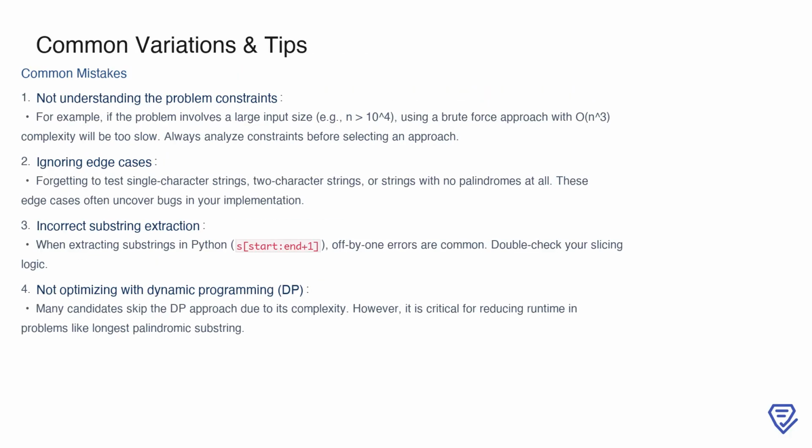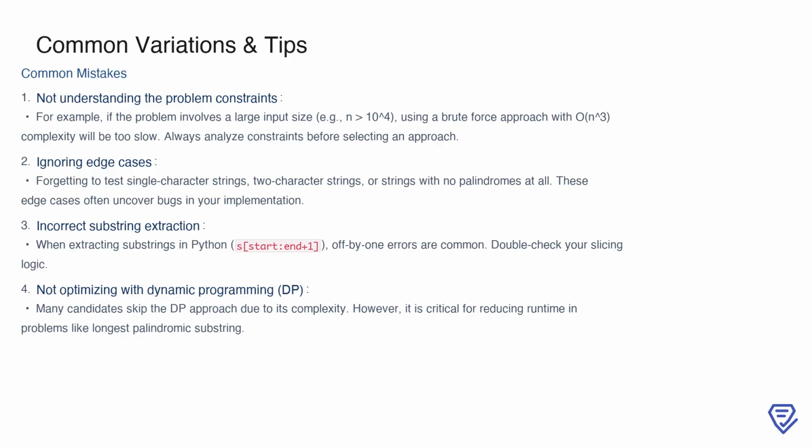When working on the longest palindromic substring problem, there are several common mistakes to watch out for. First, it's crucial to understand the problem constraints. For example, if the input size is very large, such as n greater than 10 to the power of 4, a brute force solution with O(n cubed) complexity will be far too slow. Instead, you should analyze constraints to determine an efficient approach. Another common issue is neglecting edge cases. These include scenarios like single character strings, strings with 2 characters, or even strings that don't contain any palindromes at all. Neglecting these can lead to bugs in your implementation.